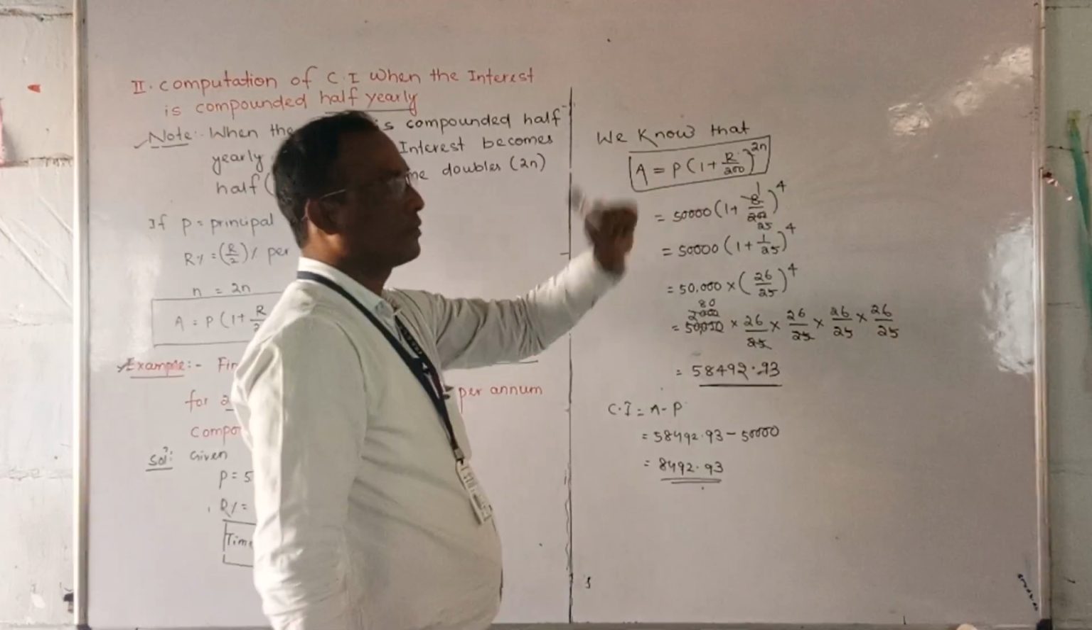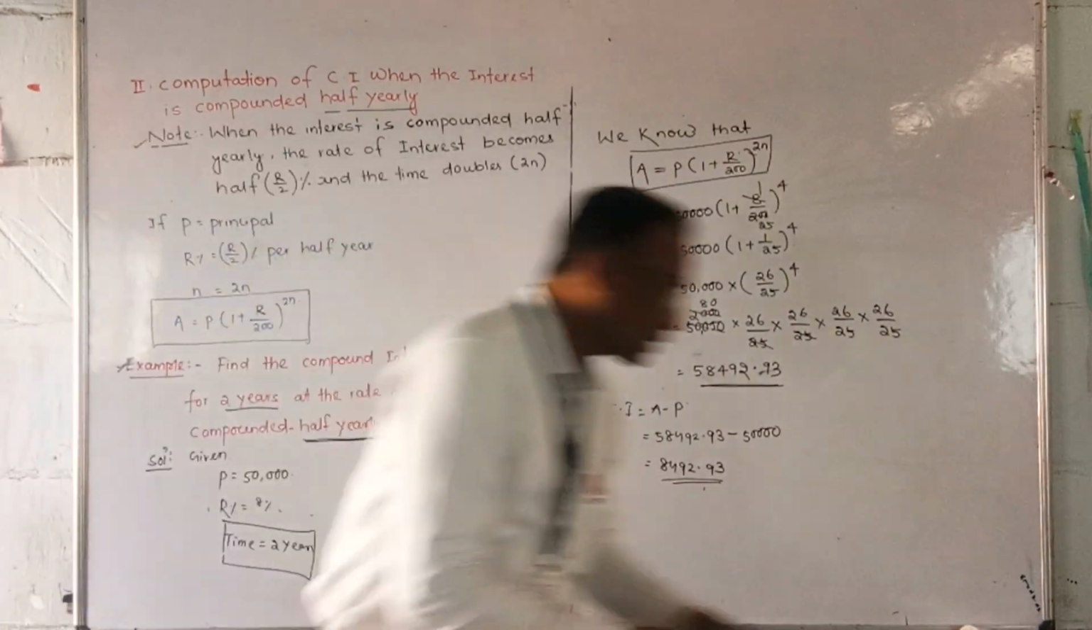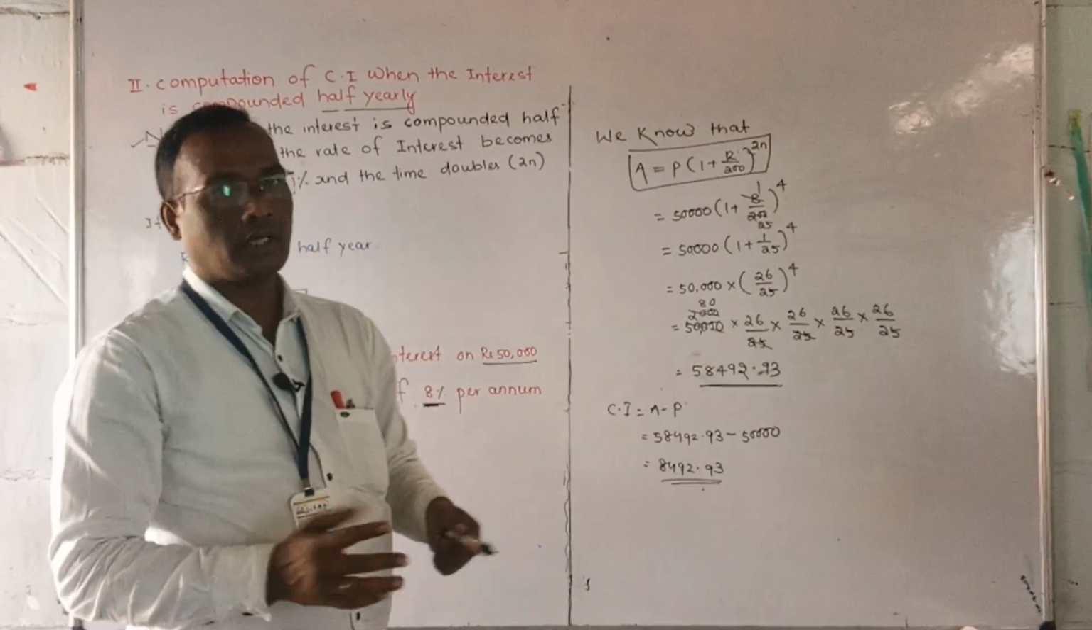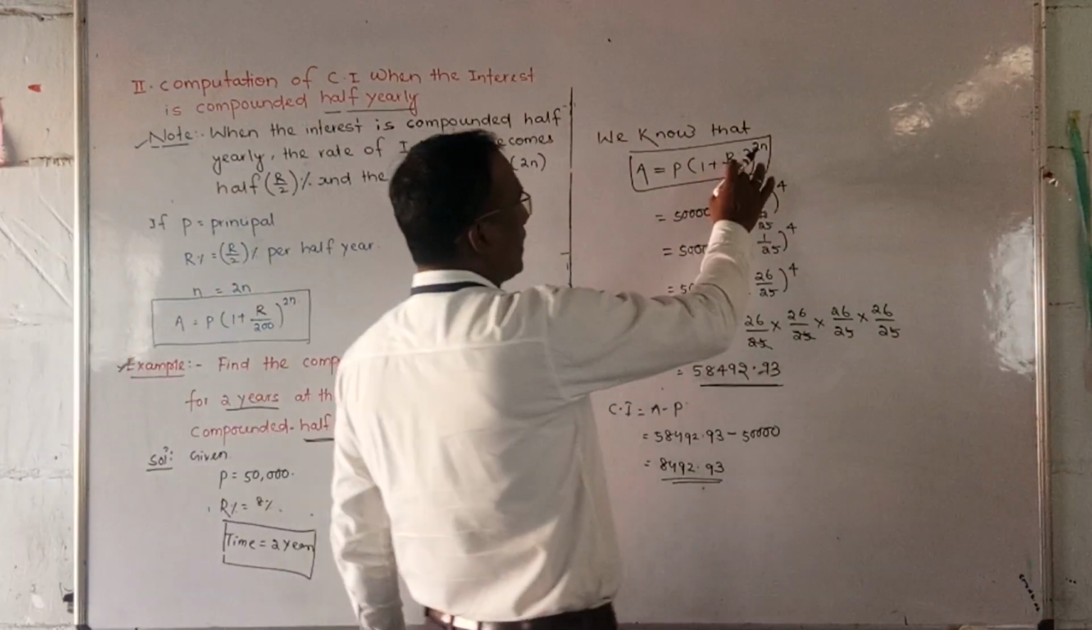If it is given to find the compound interest by using the formula, and if it is given compounded half yearly, solve it this way.